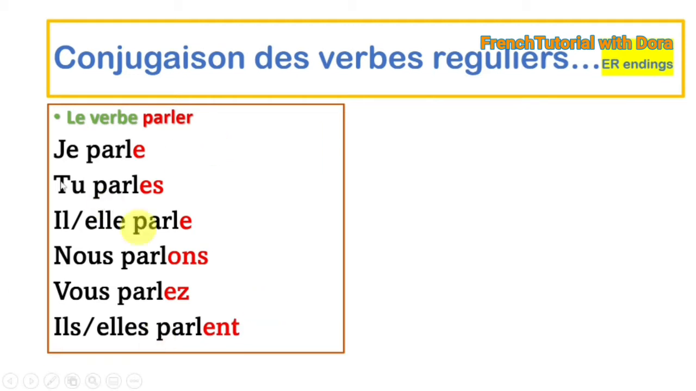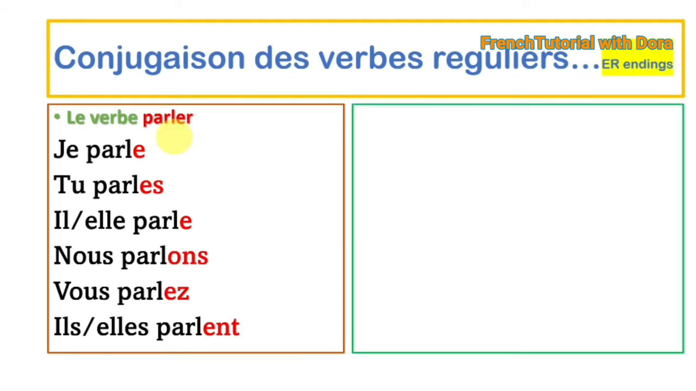Once again, je parle, tu parles, il parle, elle parle, nous parlons, vous parlez, ils parlent, elles parlent. So if you want to say I speak Igbo, I'll say je parle Igbo. I speak Yoruba, je parle Yoruba. I speak French, je parle français, je parle anglais. So that is the verb parler, the verb to speak.